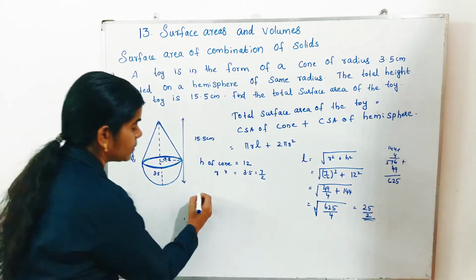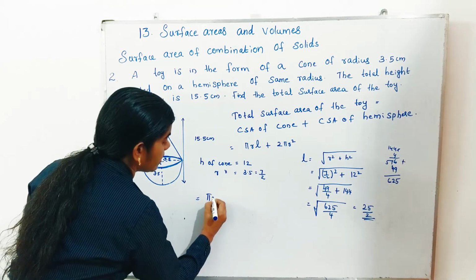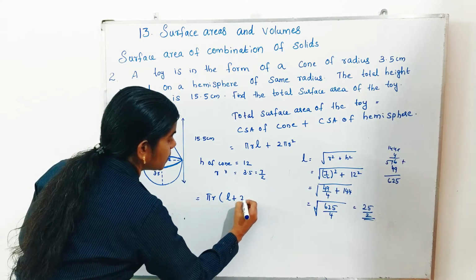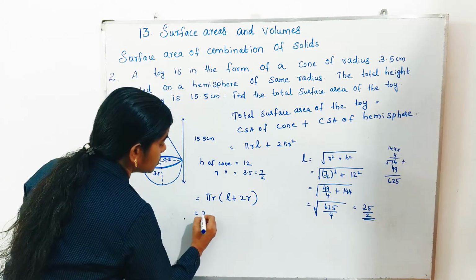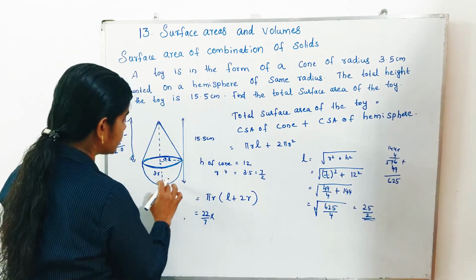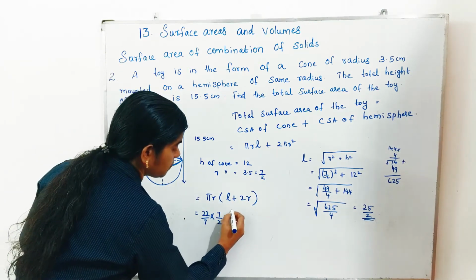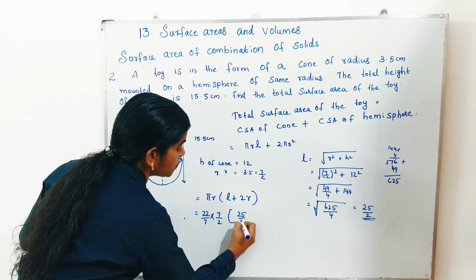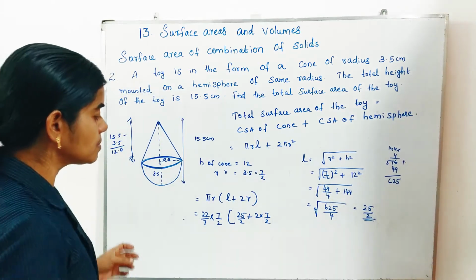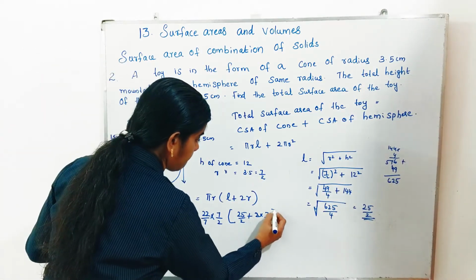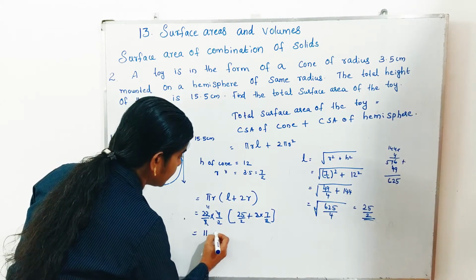Then we can substitute the values. From this, pi r will be common. Pi r into L plus 2r. Pi r we have taken common, here remaining 2r. Then 22/7 into r is equal to 3.5, but we can take that as 7/2. Then 25/2 plus 2 into 7/2. Thus we can cut this 7, and we can cut 2 in 22, that is equal to 11.